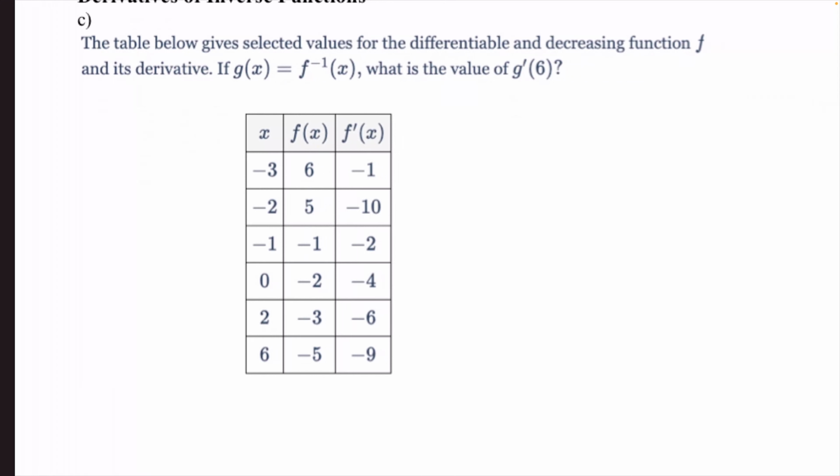The table below gives selected values for the differentiable and decreasing functions. So we know it's differentiable. Differentiable just means it has a derivative. Whatever f is, it has a derivative, okay? And decreasing means it's always going downhill. Remember, if it changes at all, it won't have an inverse. And its derivative. If g of x equals the inverse of f, what is the value of g prime of 6?